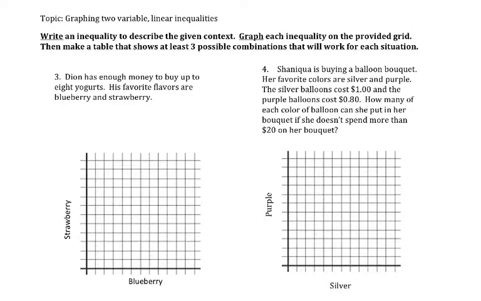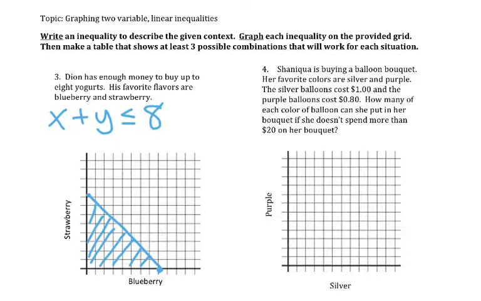If he only ordered strawberry, it'd be 8 strawberries. If he only ordered blueberry, it'd be 8 blueberries. So every combination in between is going to work, right? Okay, so the number of blueberry yogurts plus the number of strawberry yogurts is going to be either less than or equal to the 8 he can buy. Okay, so there's our inequality. There's our graph. We're going to shade below.